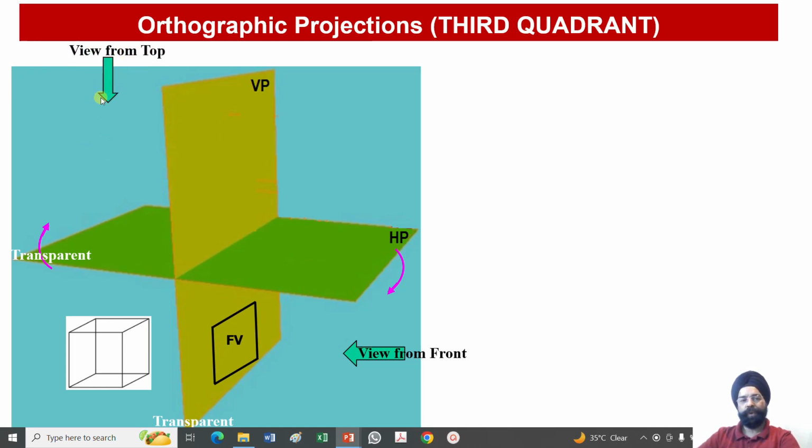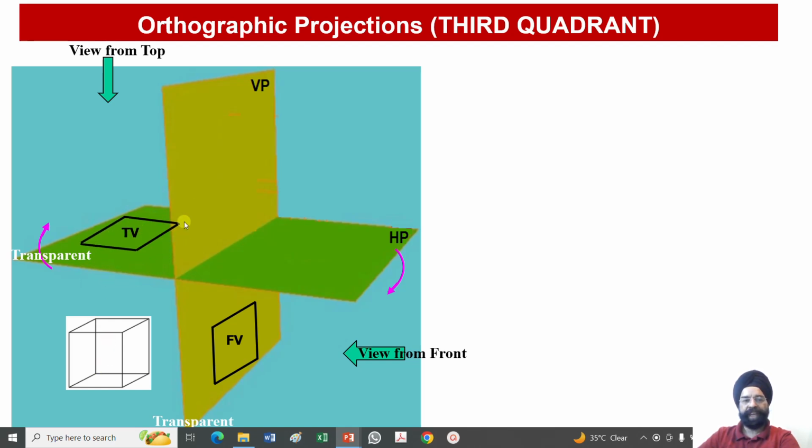So here you see I'm looking from the top. Again, if I treat it to be opaque, obviously again this will be a case of the object behind the wall. You will not be able to see it. So you are looking from the top, the plane is transparent, and the rays of sight will form an image.